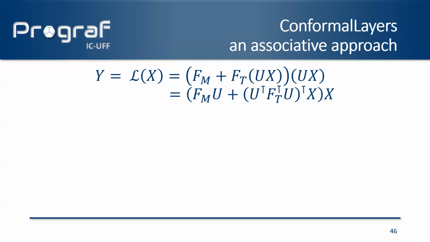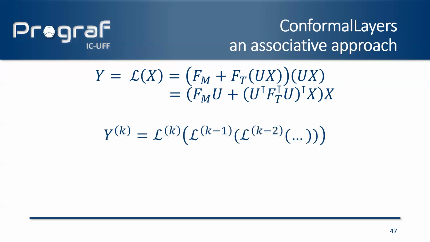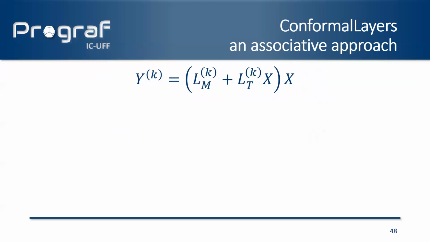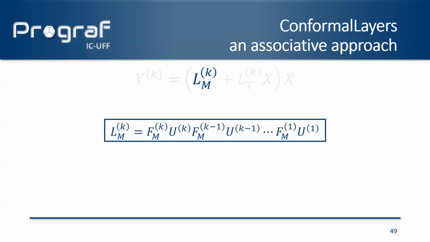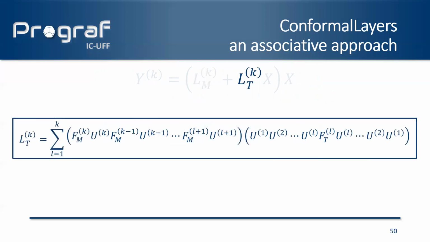Now the composition of a neural network, considering the nested layers, can be written as a recursion, where the output of one layer is used as input for the next one. By expanding this recursion, we get this formulation, where Lm is defined by a productory of all the KFMs and U's from previous layers, and LT is defined as the summation.